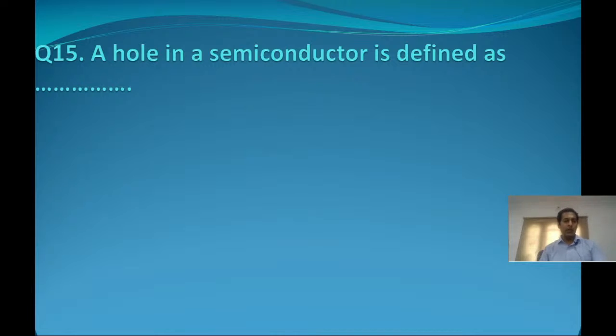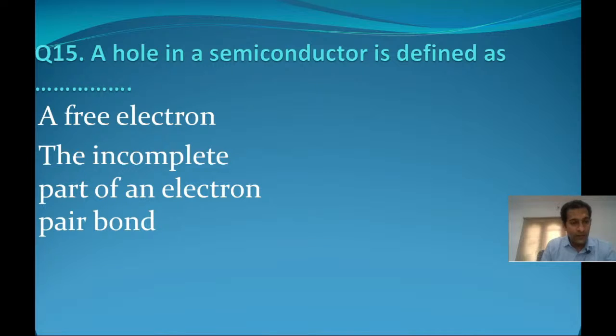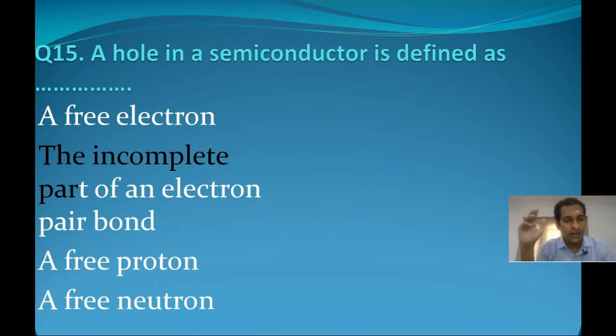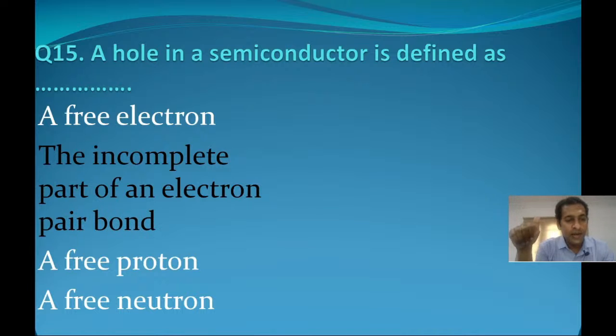Next question. A hole in a semiconductor is defined as a free electron, the incomplete part of an electron pair bond, a free proton, or a free neutron. What happens is we get an electron out from the atom due to some external force, and where there is absence of electron, we call that part the hole. So what should be the correct answer? The correct answer should be the incomplete part of an electron pair bond.